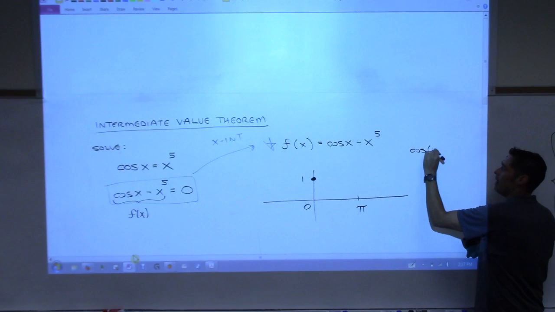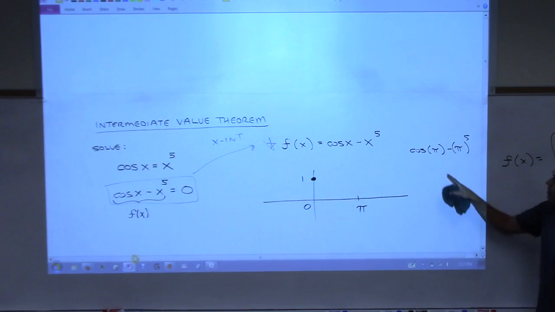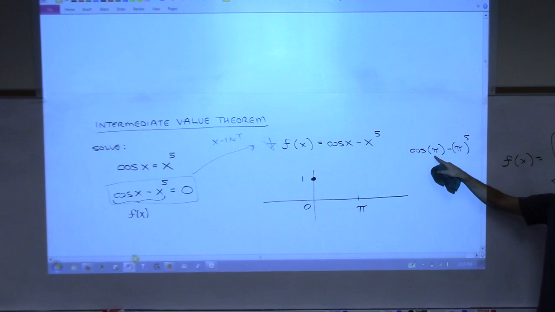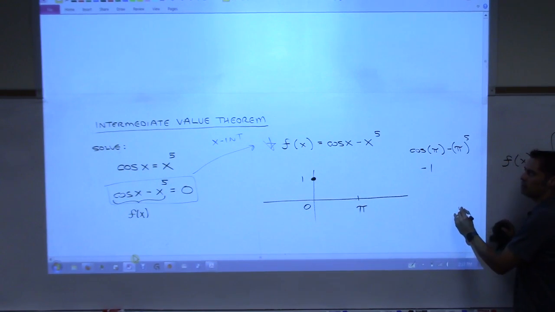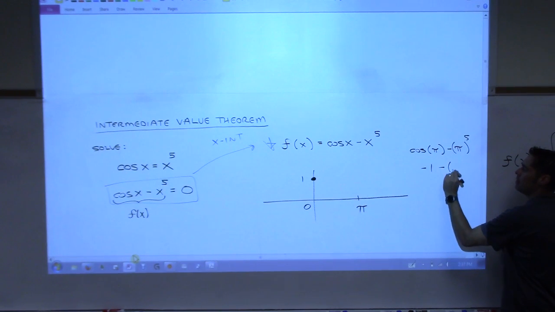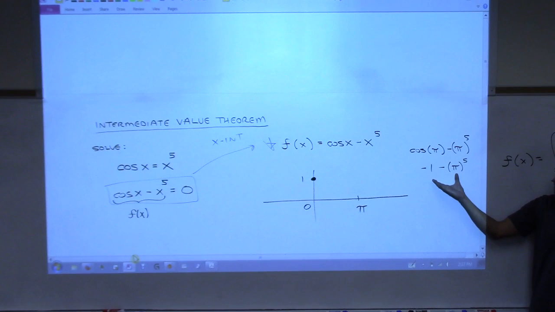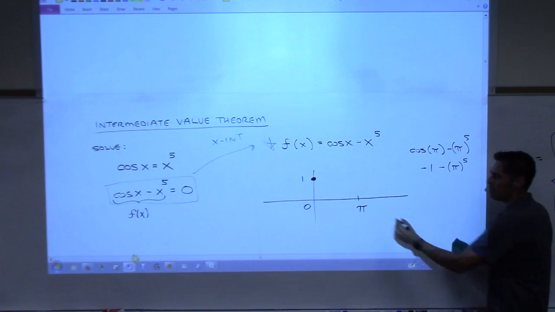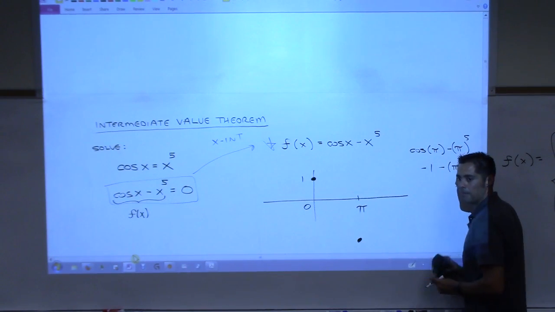Cosine of pi minus pi to the 5th. Cosine of pi is -1, minus pi to the 5th. What can you tell me about this number? Is it positive or is it negative? It's negative. So I know that when I go to pi, I'm down here, somewhere way down there, right?